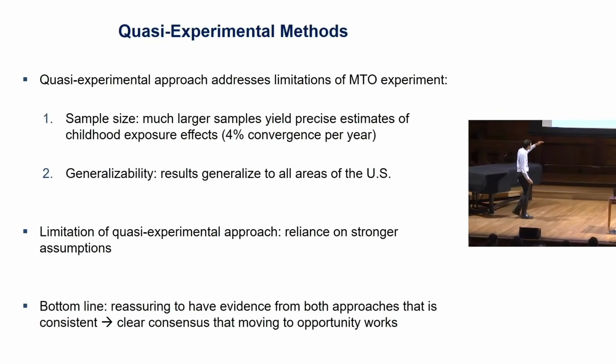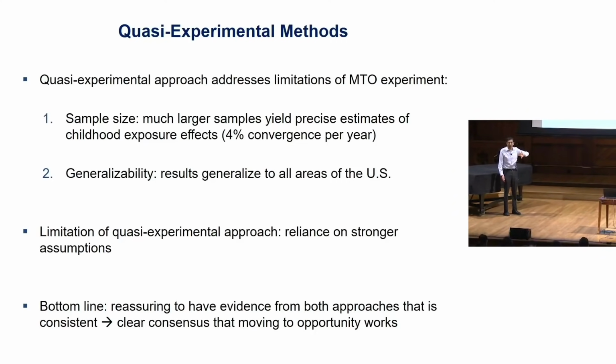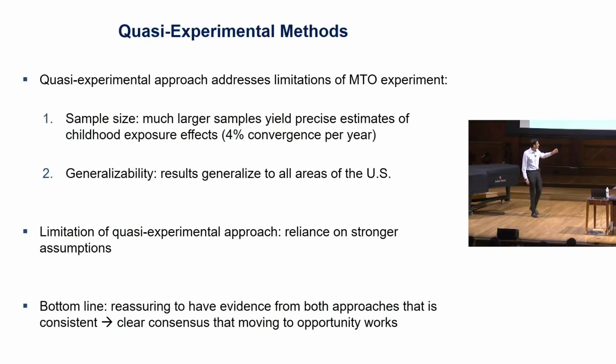And so the bottom line, I think, is that as in a lot of scientific research, the way you do this is by building a case. It's reassuring to have evidence from multiple different approaches, and especially if they point in the same direction, you start to develop a consensus on what is actually going on. And what's very nice about having worked on this topic in the past few years is that is exactly what has happened. There's a clear consensus that I think has emerged among social scientists in light of this recent research, that moving to opportunity is an approach that actually works in helping kids rise out of poverty.